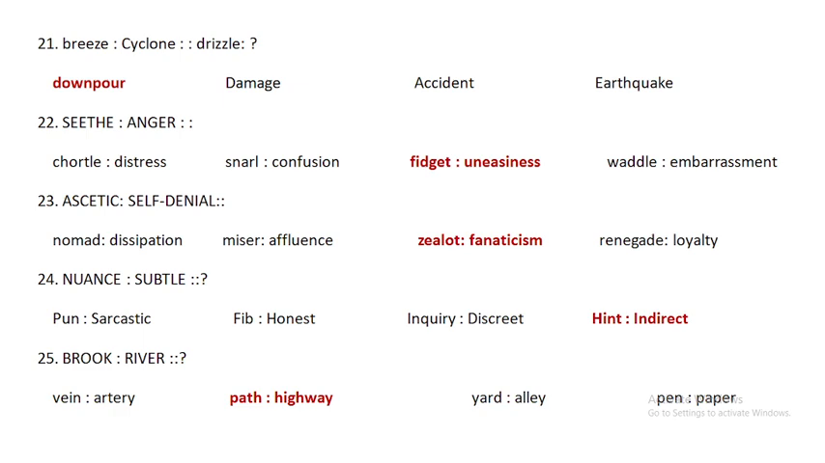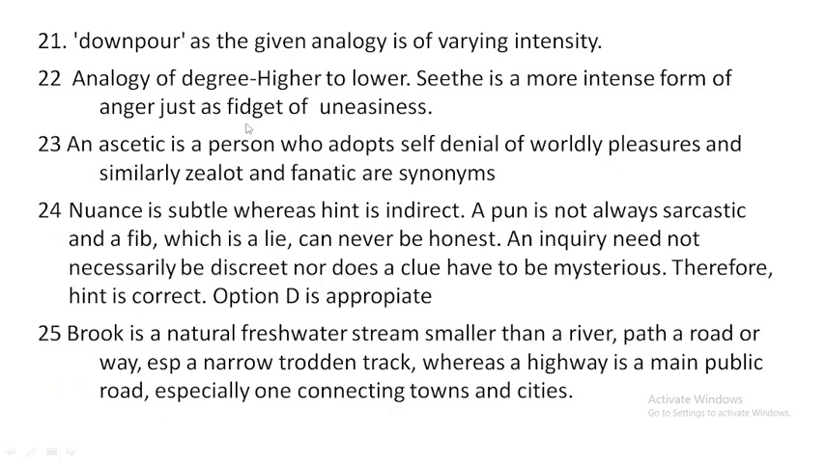If you have doubts, if you are not very clear about it, then you may find how it is the right option for this particular question. Now we have the explanation. You can find the explanations, then you have to read. For example, downpour as the given analogy is of varying intensity. Like that you have to read all the explanations for these five questions and then you can improve verbal analogy skills.